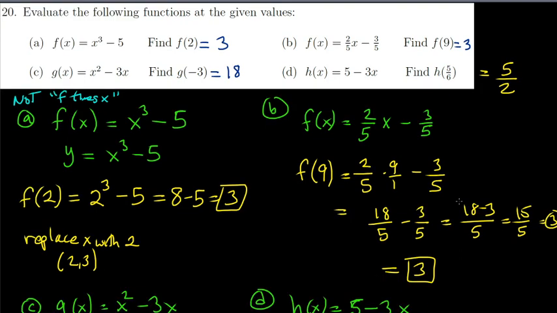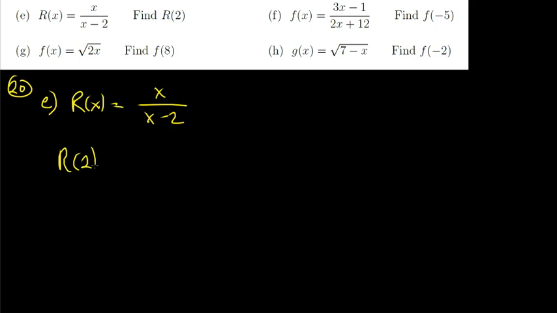All right, so that's number 20. I'll finish the last 4 here. There's also part E through H. Let's do those down here. Number 20, part E: we have r of x equals x over x minus 2, and they want us to find r evaluated at 2.